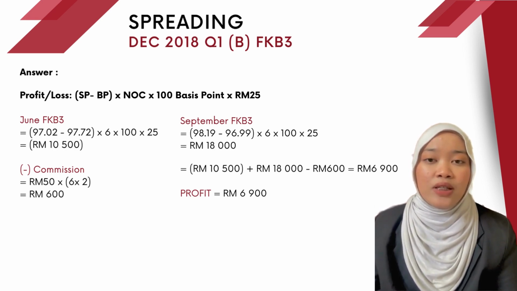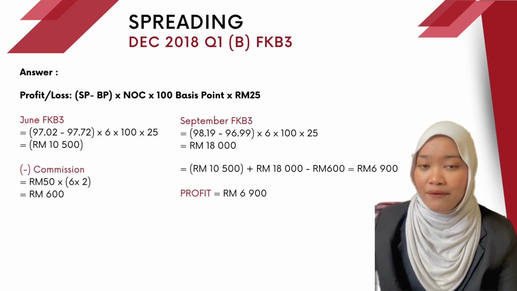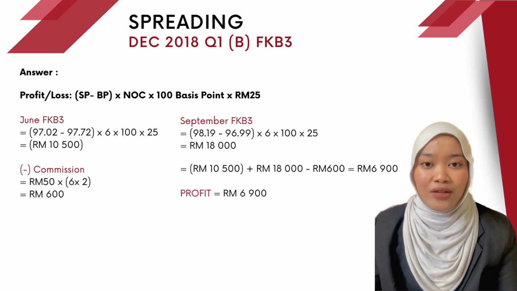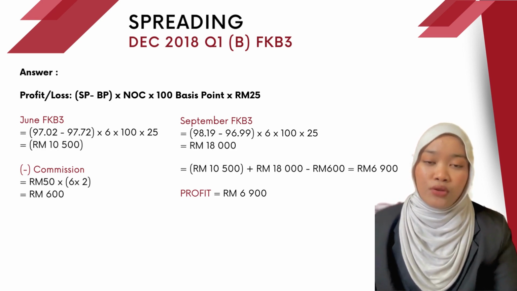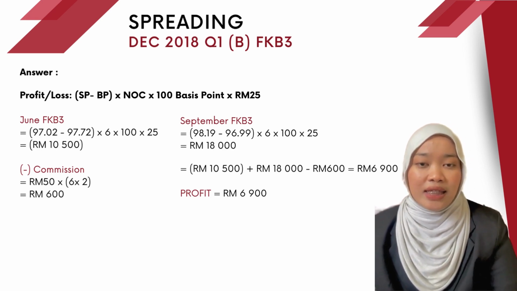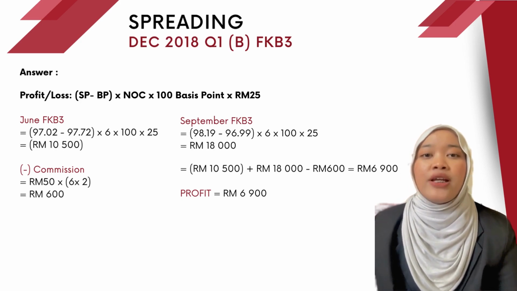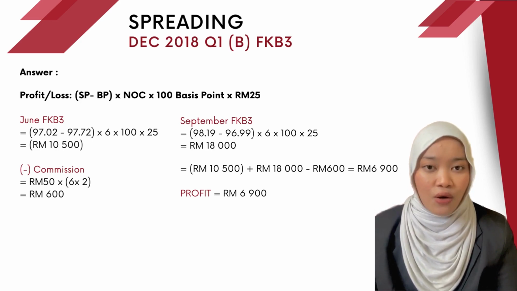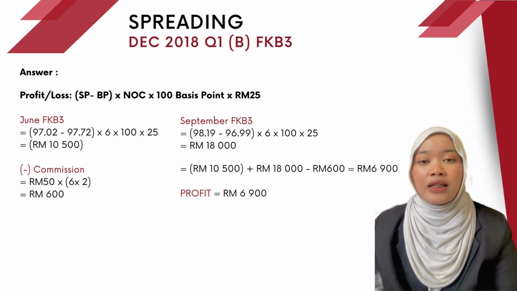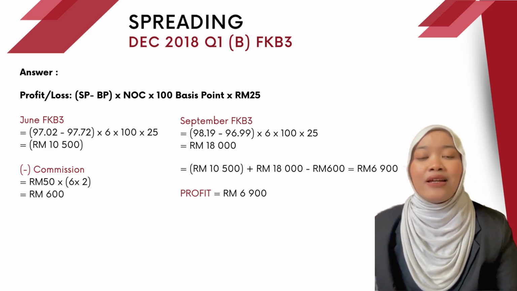Last but not least, we need to calculate the overall profit, where we sum up the profit of June FKB3 and September FKB3 and subtract the total commission. Thus, we can conclude the profit is 6,900 ringgit. This means that this spread trading strategy took advantage of the rising market, resulting in a profit of 6,900 after considering all costs.